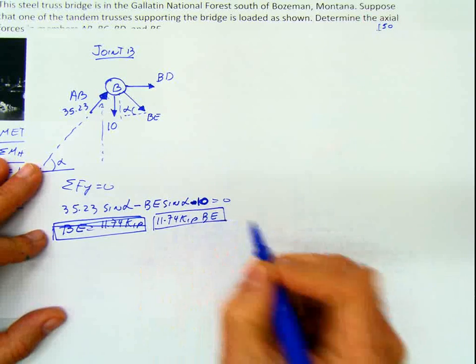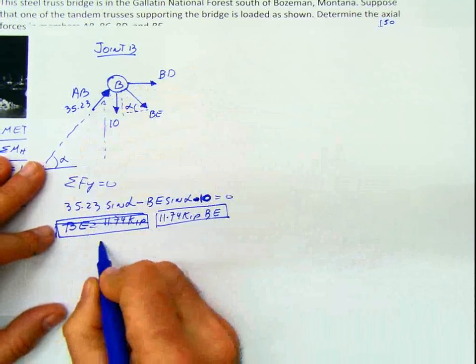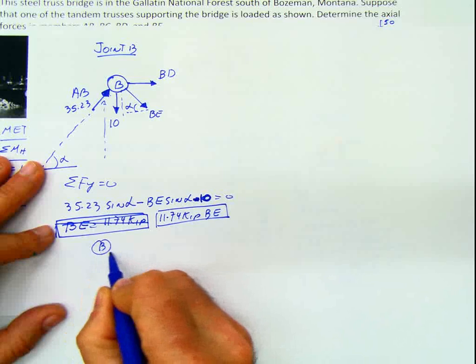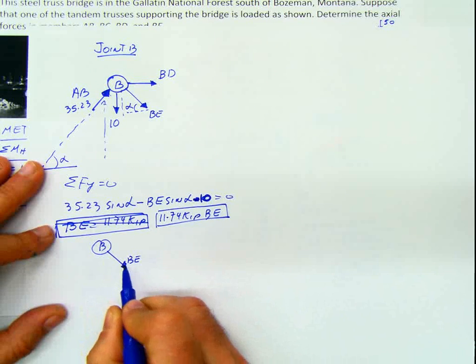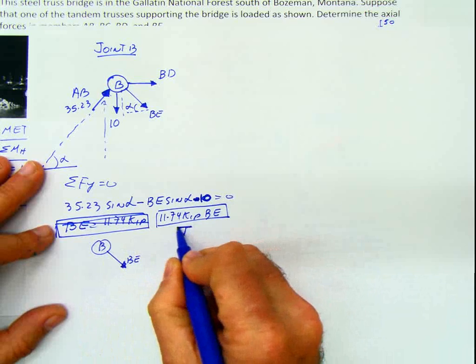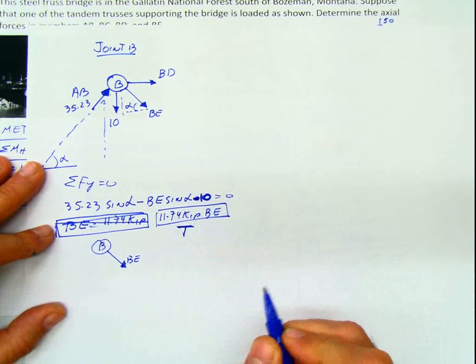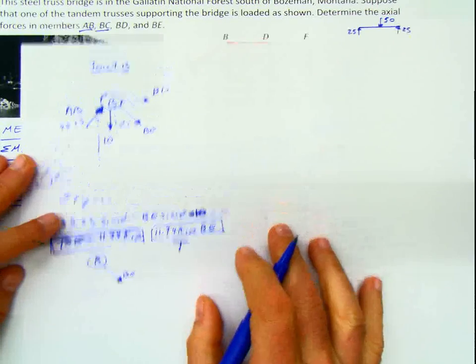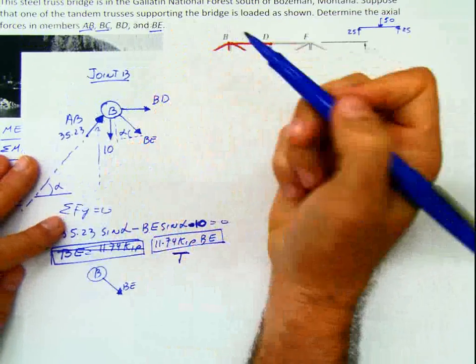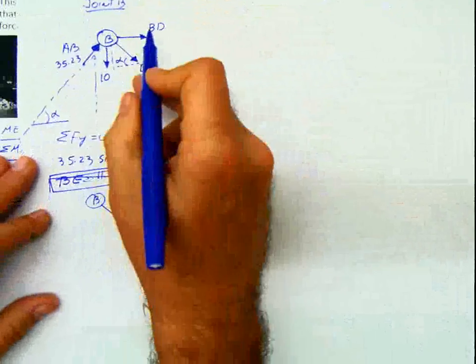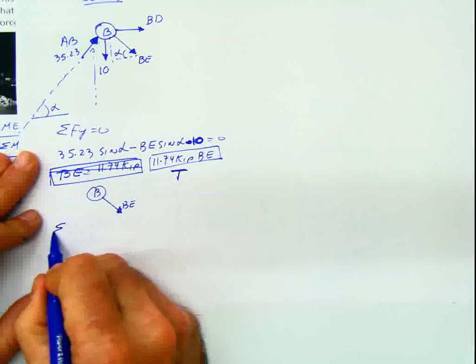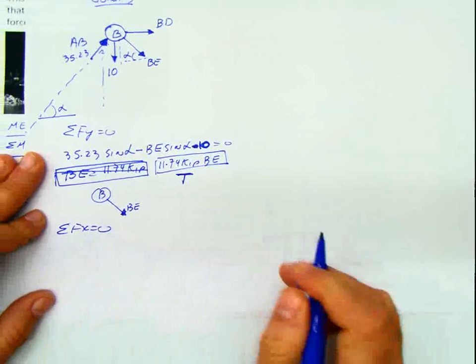That value for BE, if you look, this is the joint B, this is BE, and it's leaving the joint. If it's leaving the joint, I know this is going to be in tension. So we have BE. And now we look for BD, which is the last one. For BD, which is this one, I do summation of forces in X equals 0.